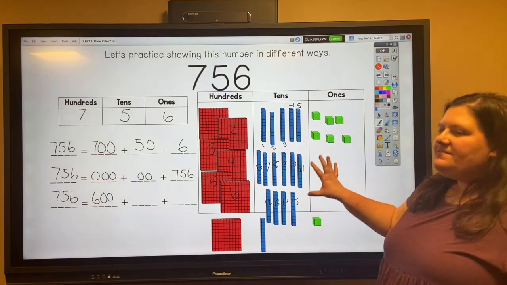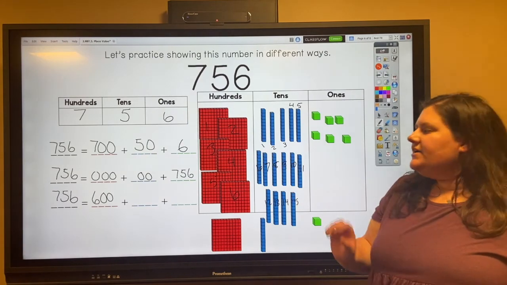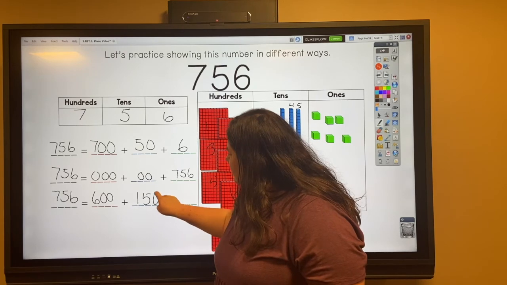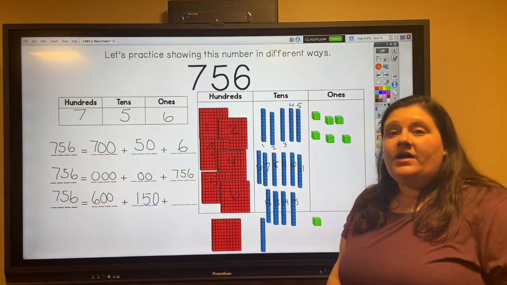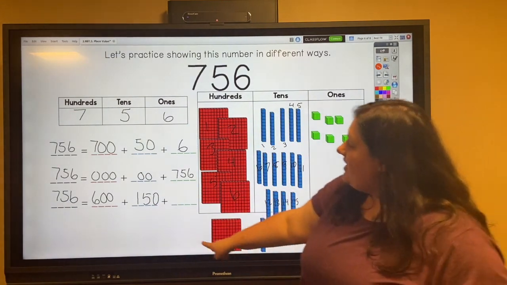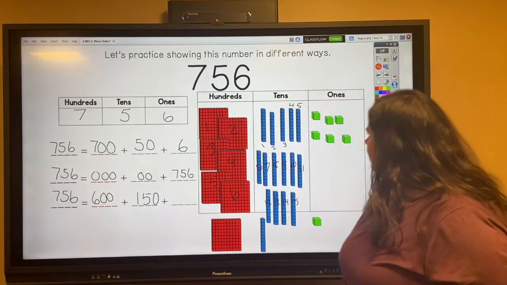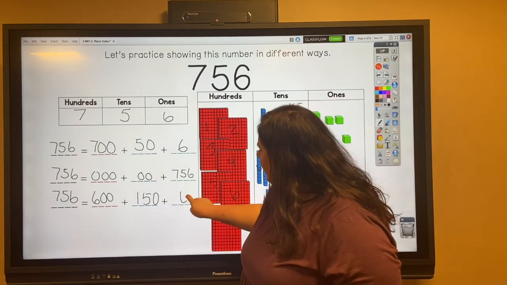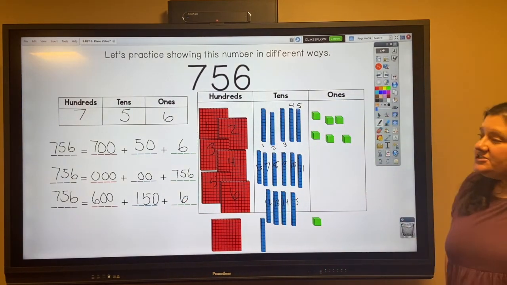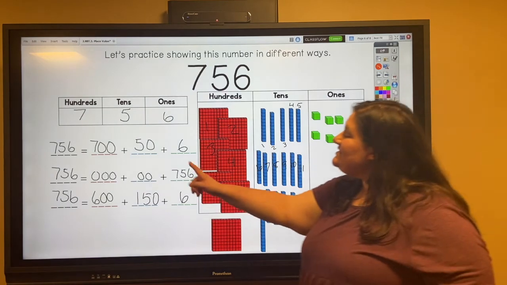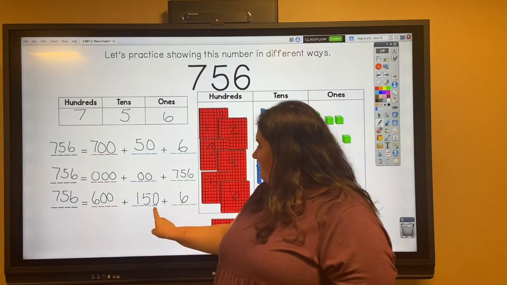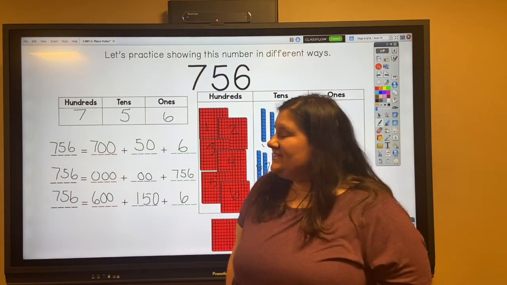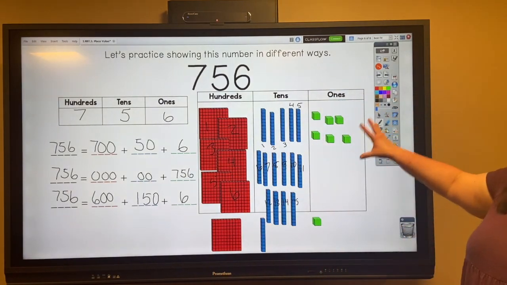So now I have 15 tens, and I can represent that by writing a 1, 5, and then a 0 to show that there are 0 ones and 150. All right, and then my ones is going to stay the same, just adding a 6. So what this shows, boys and girls, is that 600 plus 150 plus 6 equals 756. Wow, that's a lot of tens blocks.